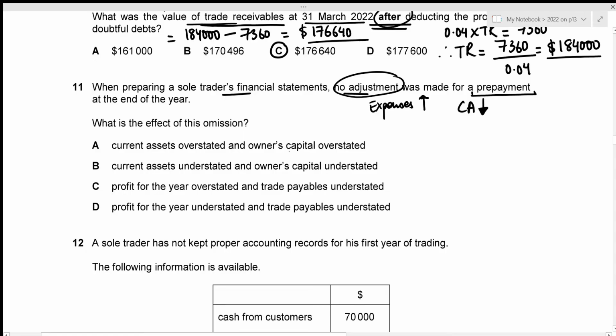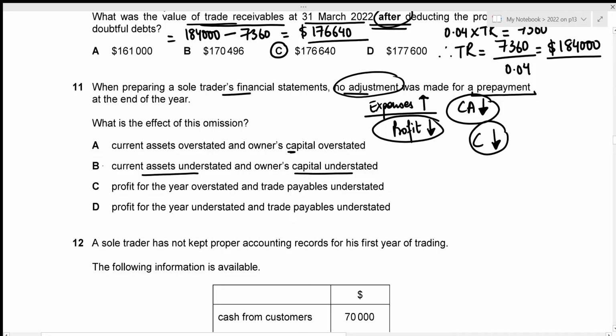And we are given capital as well. So let's talk about the effect on capital. And since our expenses are more than it should have been, our profit will be decreased, right? Profit will be understated. And remember that profits are always added to the capital. And if the amount to be added is now decreased or understated, this just means that the owner's capital will also be understated, right? So we're looking for current assets understated and owner's capital understated, which is given in option B. That will be the correct answer. This concludes question number 11. We can now move towards question number 12.